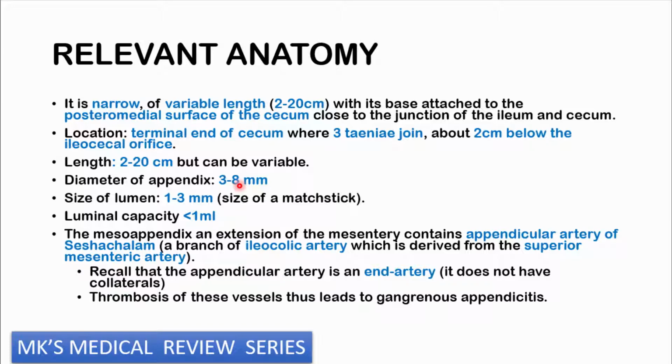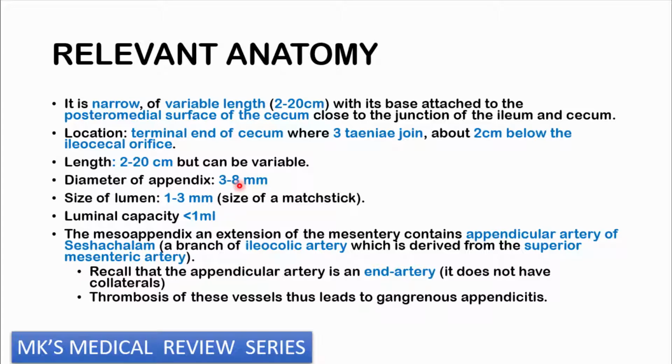So the location of the appendix is going to be at the terminal end of the cecum, where the 3 tinea join. So if you're in theater, this is actually a very important feature to know, because you can follow the tinea to where they converge, and that is obviously where you're going to be finding the appendix, in that proximity, about 2 centimeters below the ileocecal orifice. So the length, like I said, may be variable, about 2 to 20 centimeters. The diameter of the appendix is about 3 to 8 millimeters. The size of the lumen is about 1 to 3 millimeters, so almost the size of a matchstick. The capacity is less than 1 millimeter.